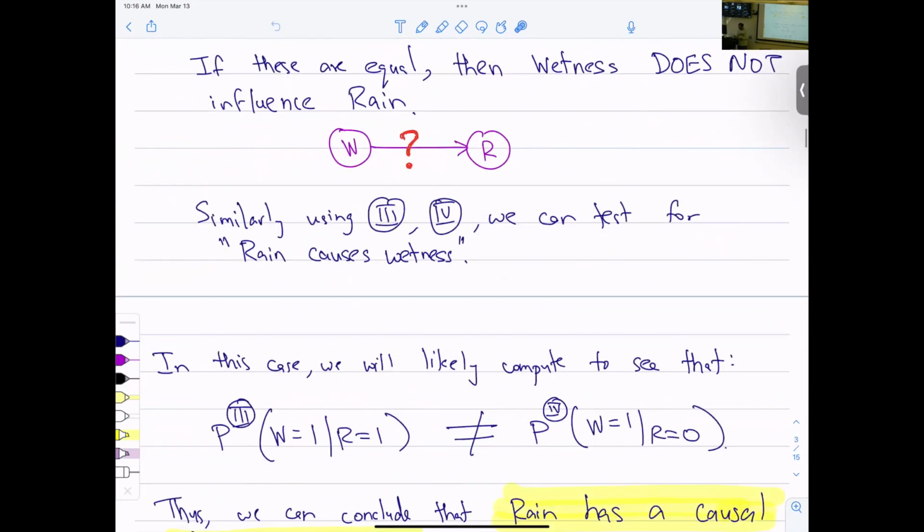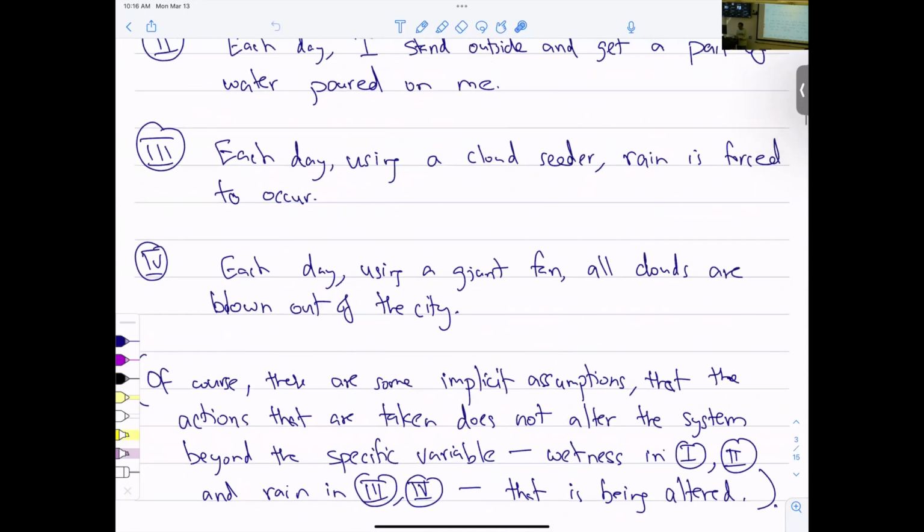Let's go back to the other 2 experiments. Now we want to check whether rain causes wetness. So, is the equality true for all universes?